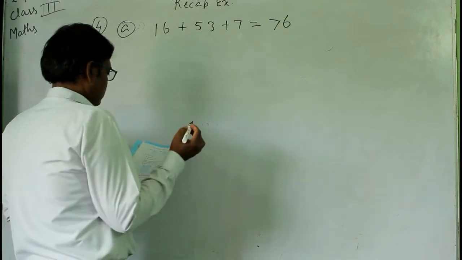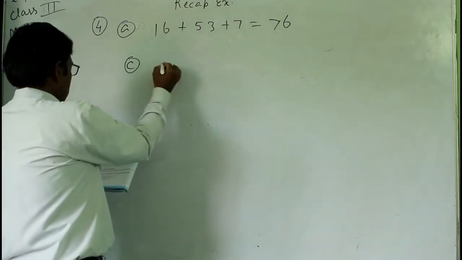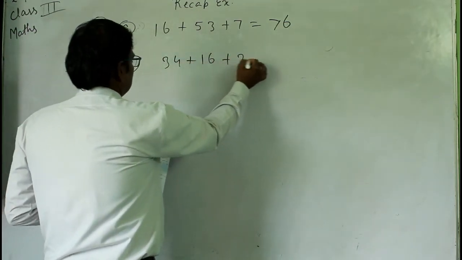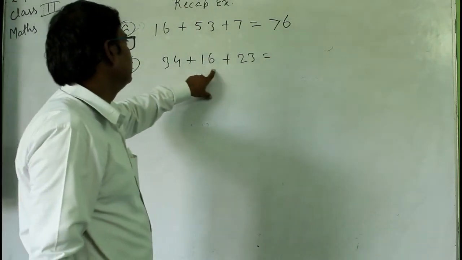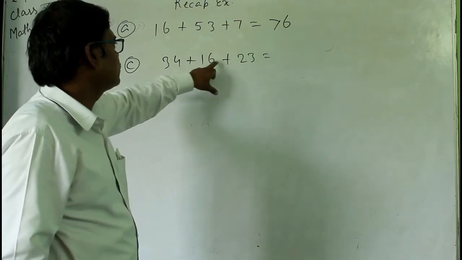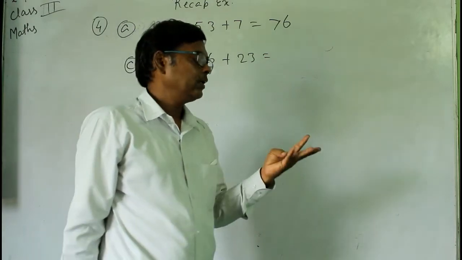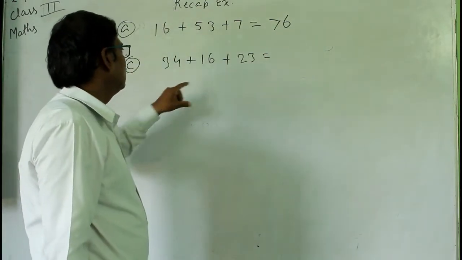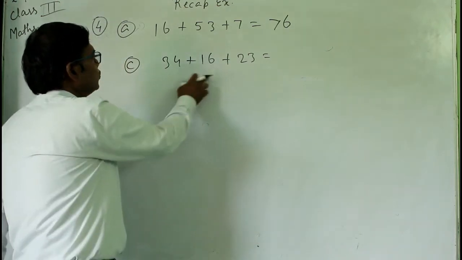Similarly, question number C. Here you have 34 plus 16 plus 23. Now 34 plus 16. Now see here, it is 6 and this is 4 here. So 6 plus 4 will be 6 and 7, 8, 9, 10. That is 10. Okay, 6 plus 4 is 10. Then here you have 3 plus 1 is 4.